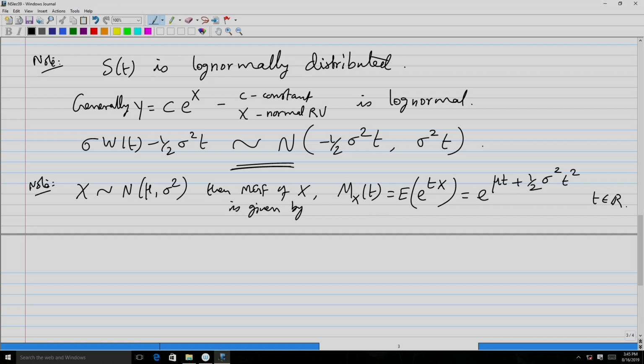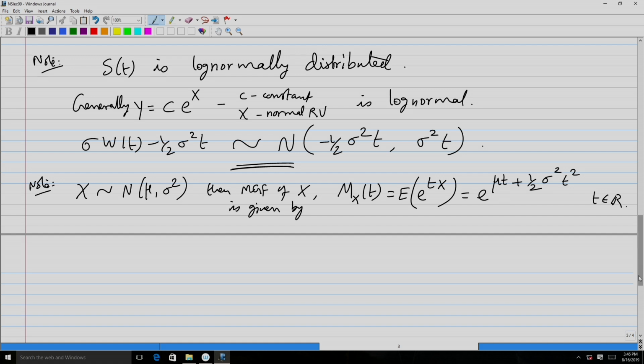You know the meaning of MGF: if I express it as a power series in t, from the coefficients I can obtain the moments of this particular random variable. So, for any random variable X with normal mu sigma square, the expectation of e to the power tX is equal to this expression. This expression we may use multiple times in many situations. So, let us note it down.